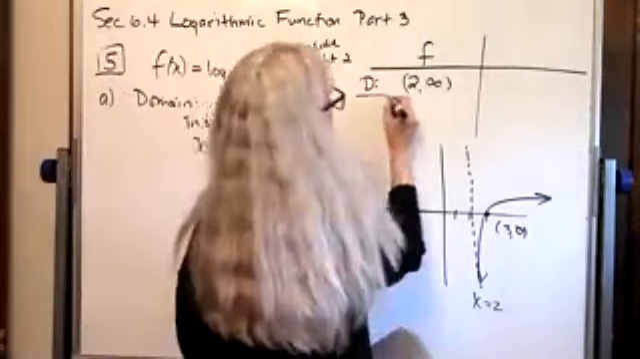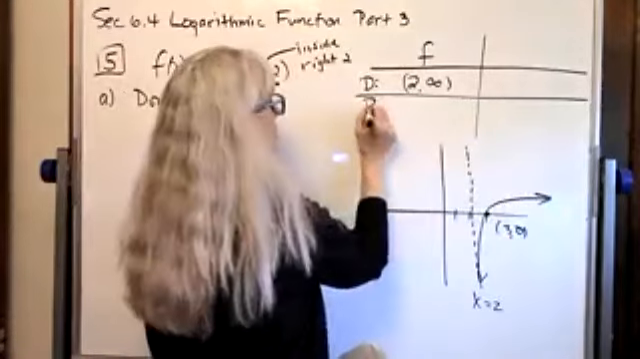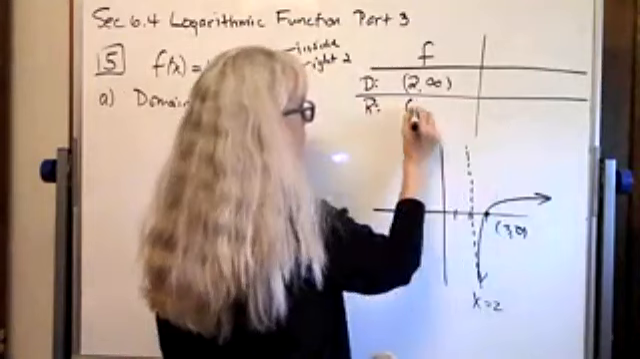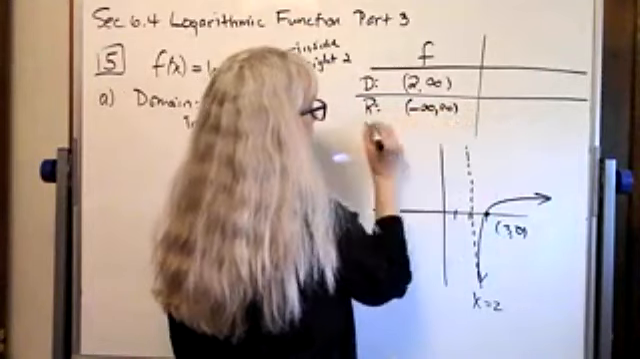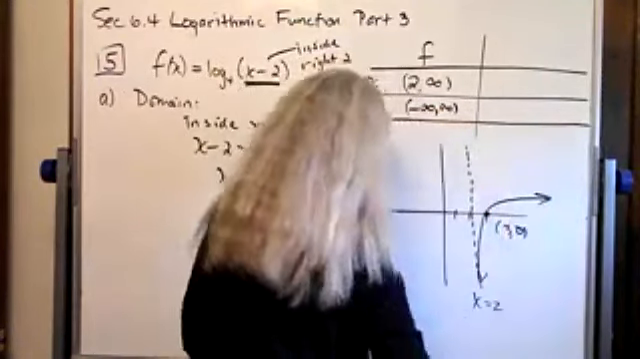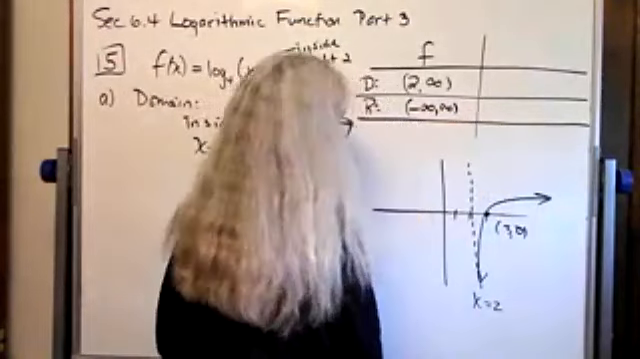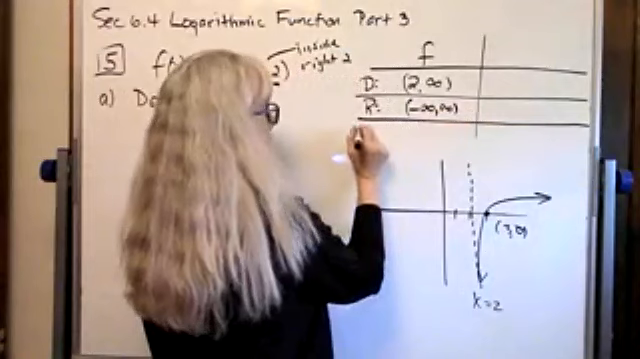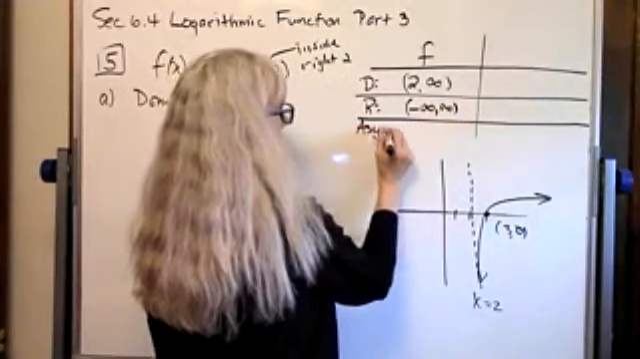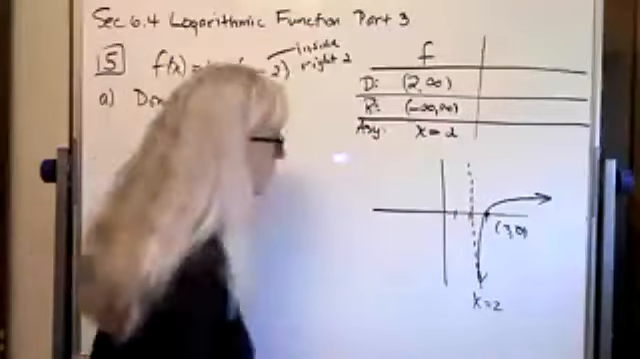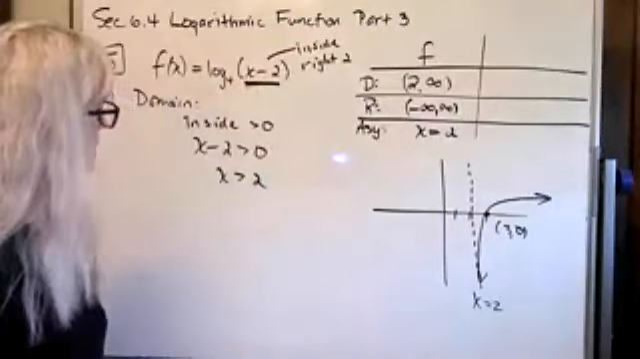From the graph, determine the range. So the range would be from negative infinity to infinity. It also asks for any asymptote. I'm trying to squeeze the whole problem on my little board. Not exactly easy. So the asymptote is a vertical asymptote of x equal to 2. There it is. Woohoo! Okay, well, let's go find its inverse.